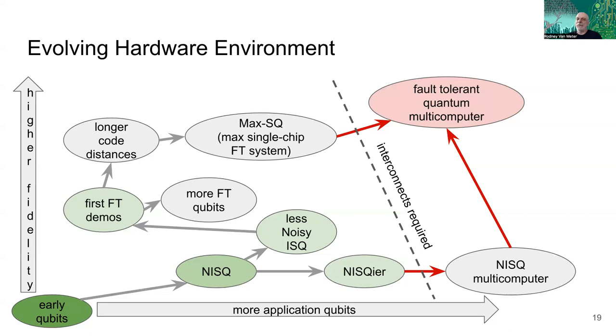And part of how we get there is we go up that vertical left edge of the figure toward longer code distances, and you want to push right toward just adding more qubits into the overall system. And at some point in the top middle, you'll get to what I call max Q. The maximum single chip fault tolerant system.